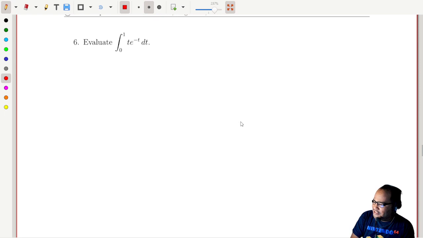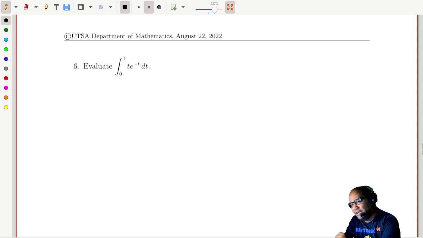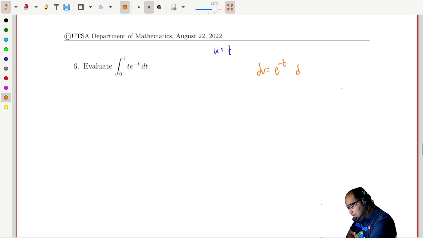Now we're on to a definite integral, okay? Integrating t against e to the minus t, this time from 0 to 1. And we're remembering our LIATE heuristic. Easier here is to let u be the polynomial, okay? u equals t. dv equals e to the minus t dt. Now we fill in the rest of the table, okay? du equals dt. v equals minus e to the minus t, okay?